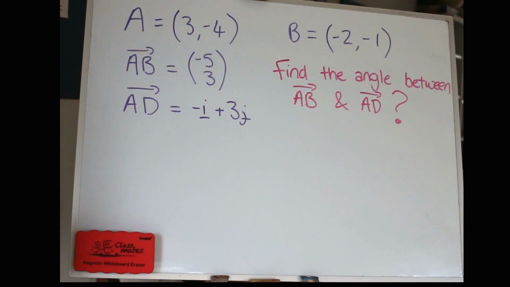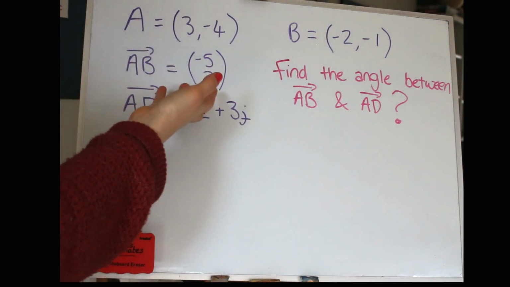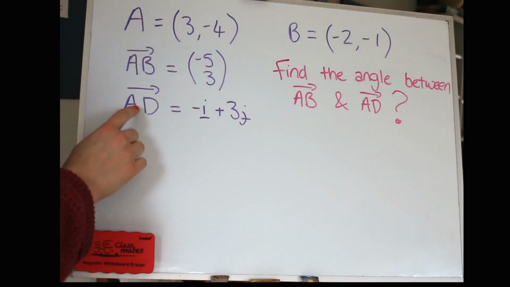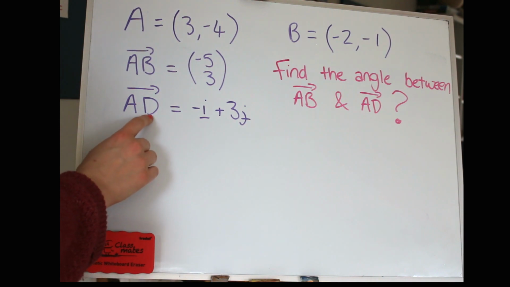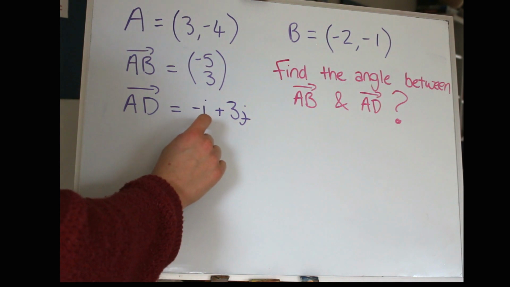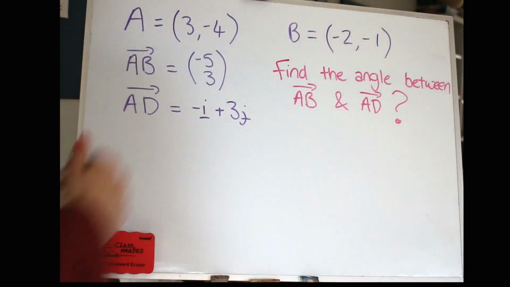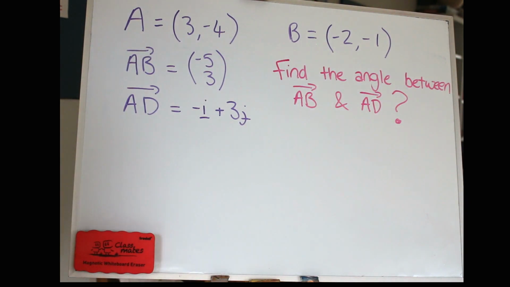So just developing here a little bit more, I've kept A and B, and we've still got our vector AB is minus 5, 3, and now I put a new vector with a new letter, a new point, AD, minus 1i plus 3j, just to practice our i's and j's. And this time, find the angle between those two vectors, AB and AD. So do pause, have a play around, see if you can figure it out.